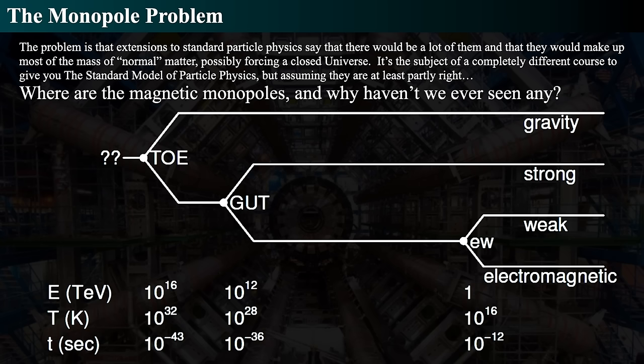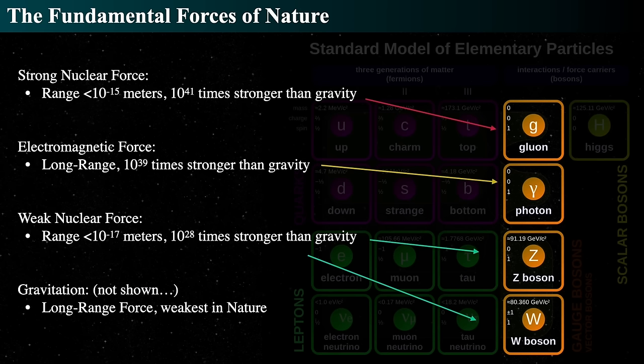So let's actually look at what we mean. That's a lot of words. Let's see what we meant by that. So the fundamental forces of nature, there are four. And the first one is the electromagnetic force, or the photons.